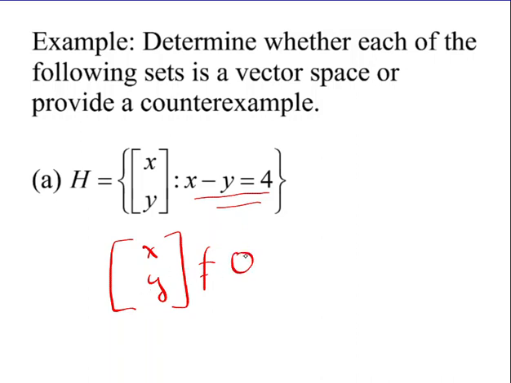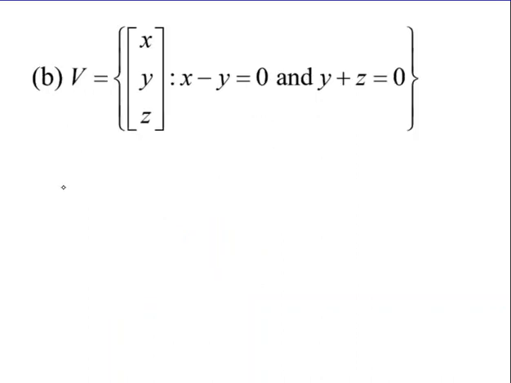So the zero vector doesn't exist. That's it. It just fails part A. If you set x to be 0, then y can't be 0. If you set y to be 0, then x can't be 0. So you have to have that zero vector in there.